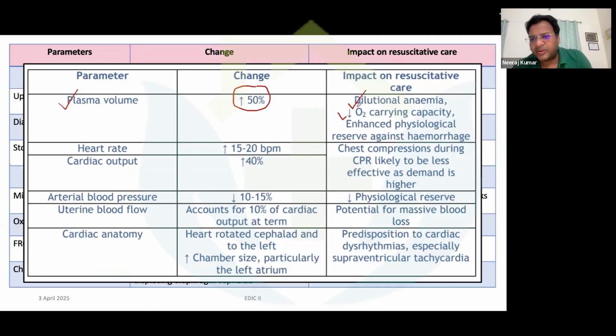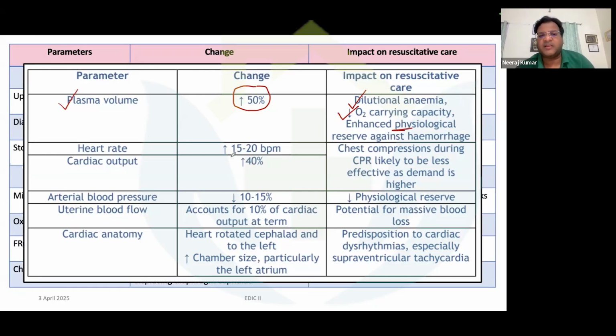The oxygen carrying capacity of the blood will decrease, which we have discussed. That's why these patients have enhanced physiological reserve against hemorrhage. So if hemorrhage is ongoing, the physiological reserve is greater. That's why God has made the physiology like this, so that if something goes wrong with this patient, the physiology comes into action, and the plasma volume is increased only to combat the hemorrhage process that has started in a pregnant patient. That is how plasma volume is going to play a role.